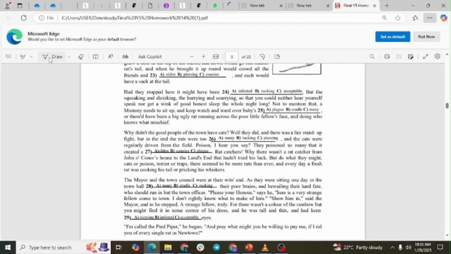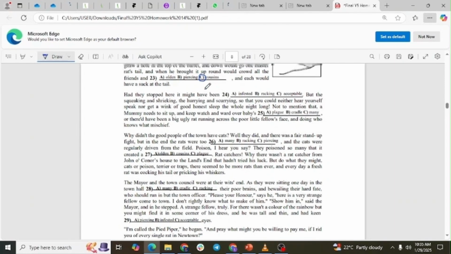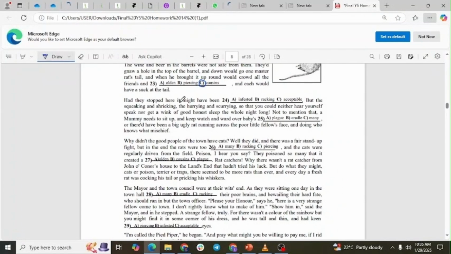Question 23. And when he brought it up round, would crowd all the friends and blank. Options: A. Olden, B. Piercing, C. Cousins. Answer: C. Cousins. Explanation. Friends and cousins humorously treats the rats like one big family. Olden, or piercing, would not describe a group of rats.